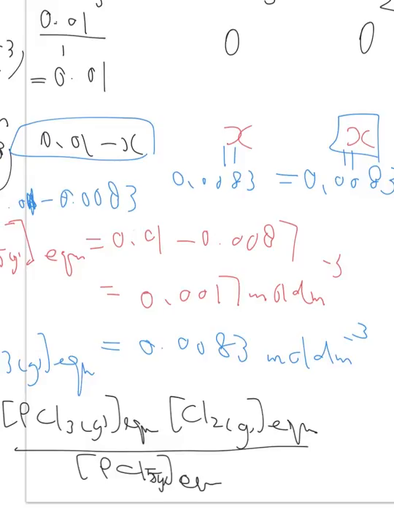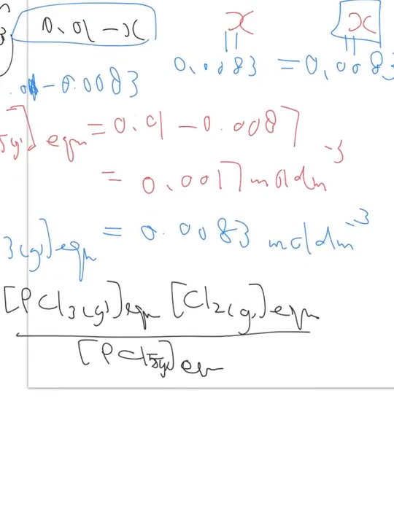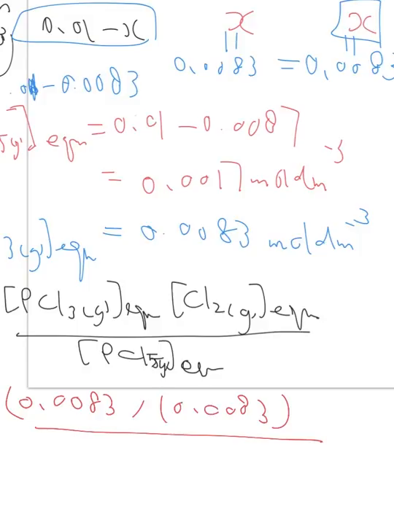So here, PCl3 will be 0.0083 times chlorine, the same value, divided by PCl5, which will be 0.0017. And you try to have the calculation, and we will have the answer 0.0405. Remember the unit. Upper part, concentration times concentration. Lower part, only one concentration. So the unit will be one concentration. And this is the solution for 1B.